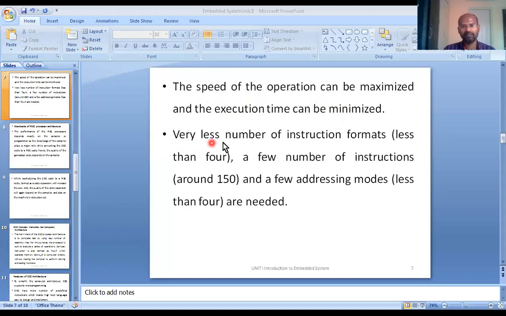Next one, very few instruction formats. A small number of instructions, around 150, and few addressing modes. It has not less than 4. It has very few addressing modes and very few instructions, around 150. That is the good feature of RISC. If you have fewer instructions, you can understand those instructions very easily. That is one good point. There is a bad side to it. Later we will see it.